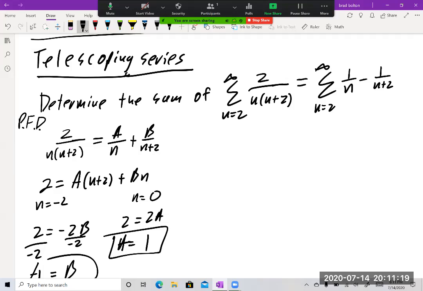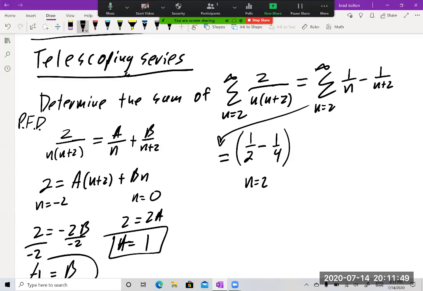Okay, so we have that. Now the thing is that when I go ahead and do this problem, it's still kind of hard to tell what's going to happen. So what I think I should do instead is write out some terms, just to see what's happening with this series. So I'm going to plug 2 in. So this will be 1 over 2 minus 1/4, right? That's for n equals 2.